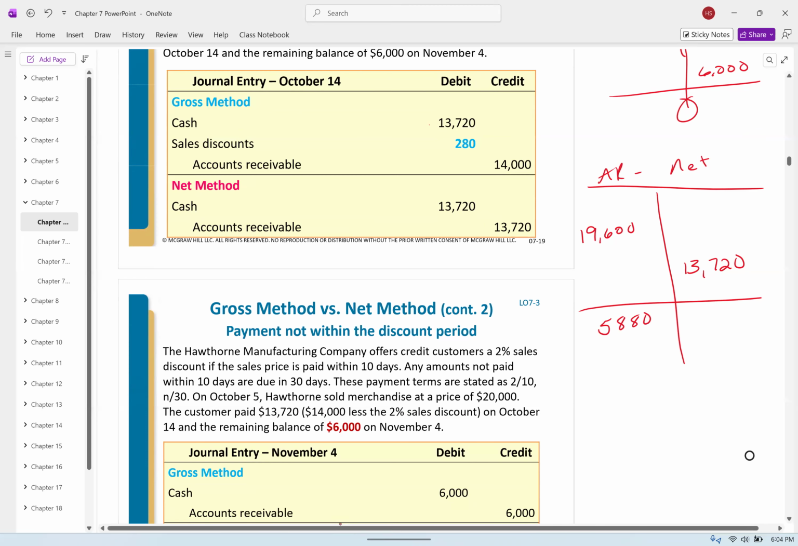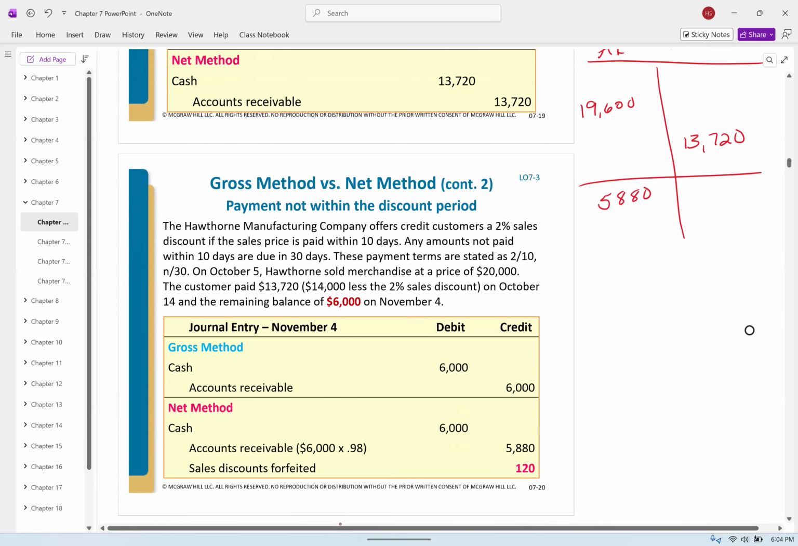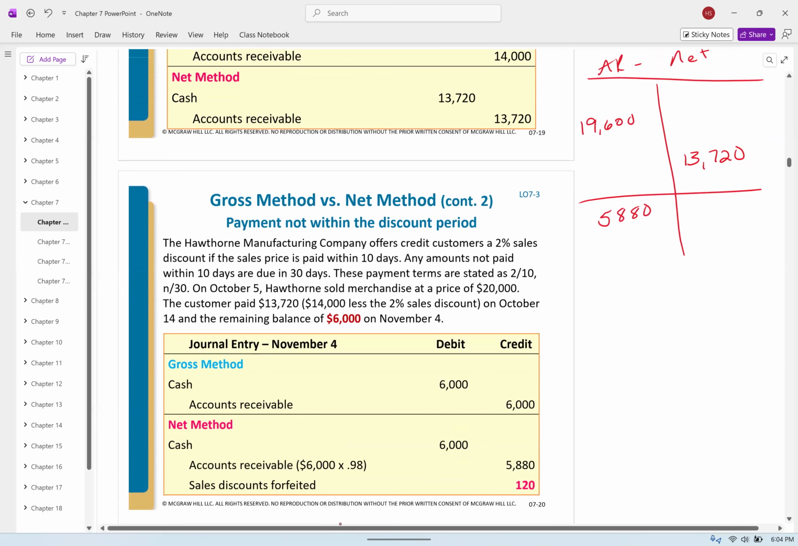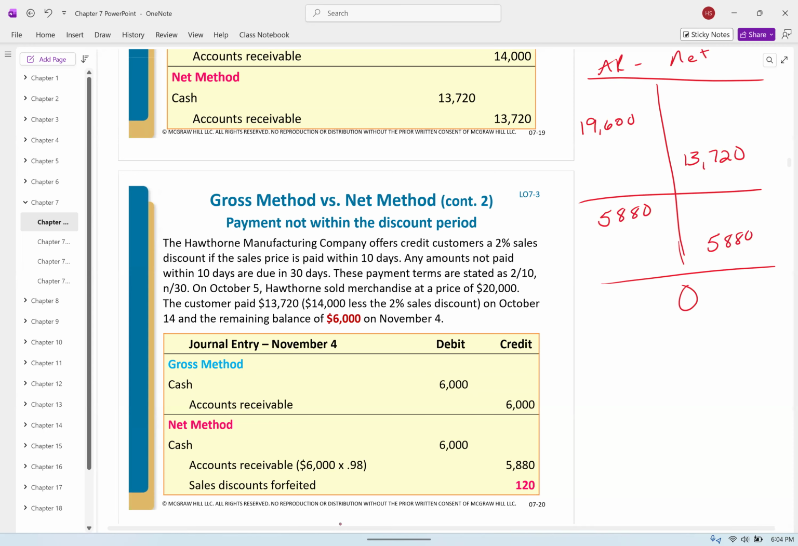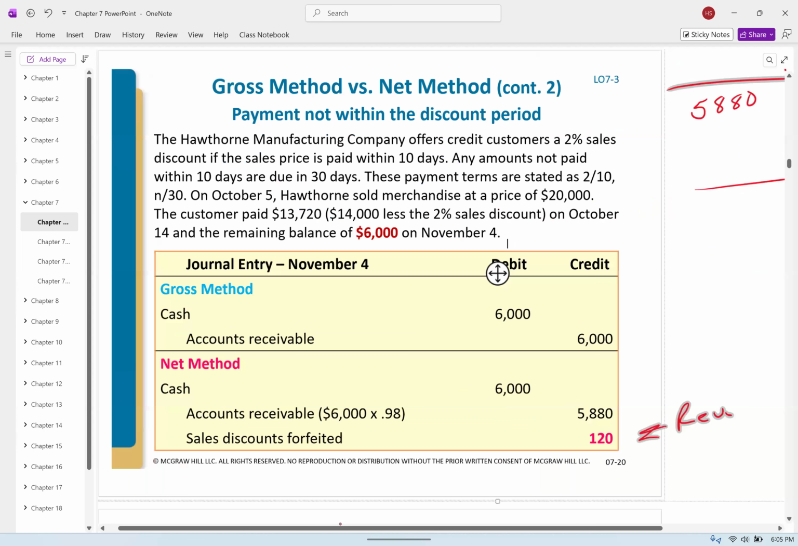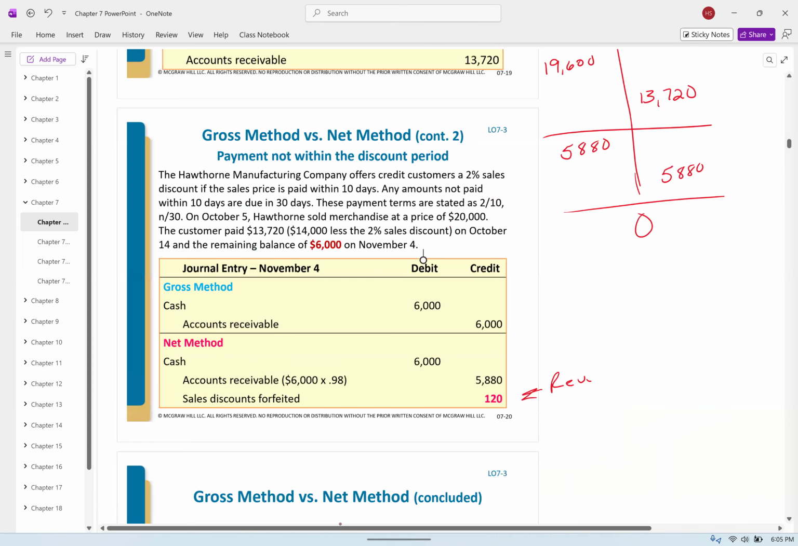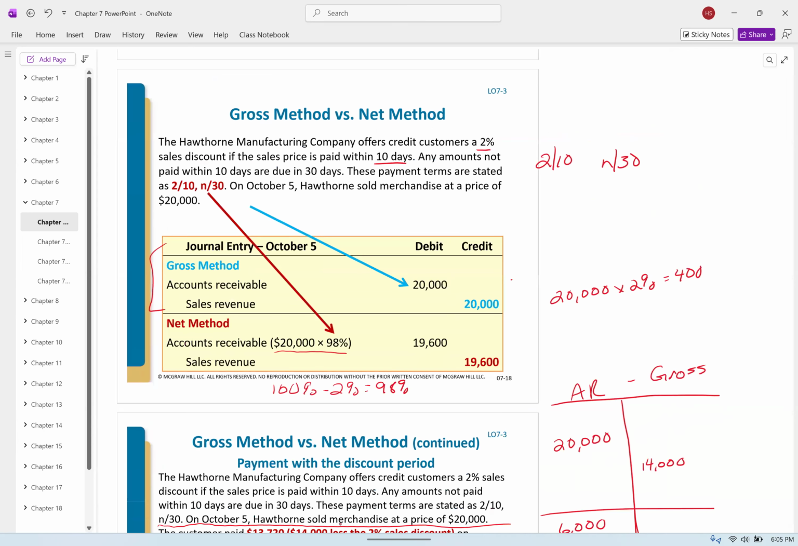So we come down here. You see we have the 5,880. They're taking that out and making that 0. But they sent us a $6,000 check. We have a credit of $120, and that is called sales discounts forfeited. This is a revenue account because when we made this journal entry way back up here for the 20,000, we did not record $400 of revenue.